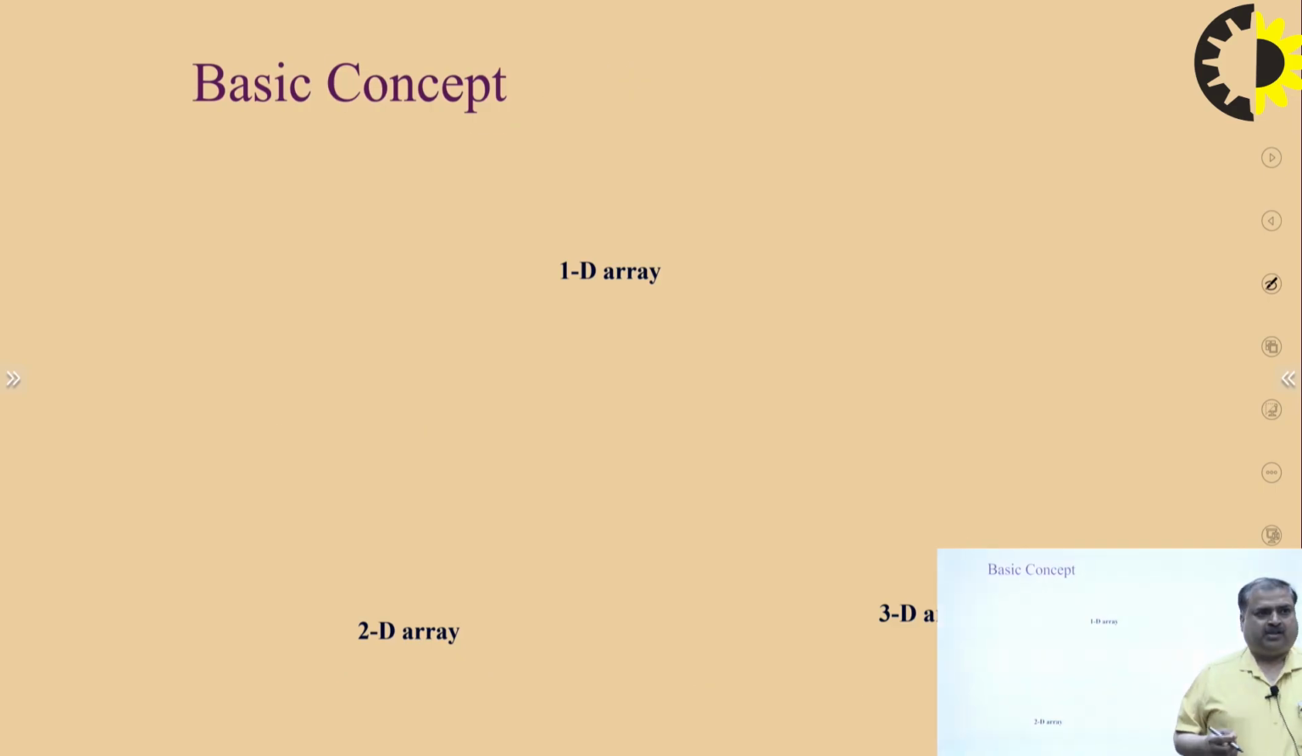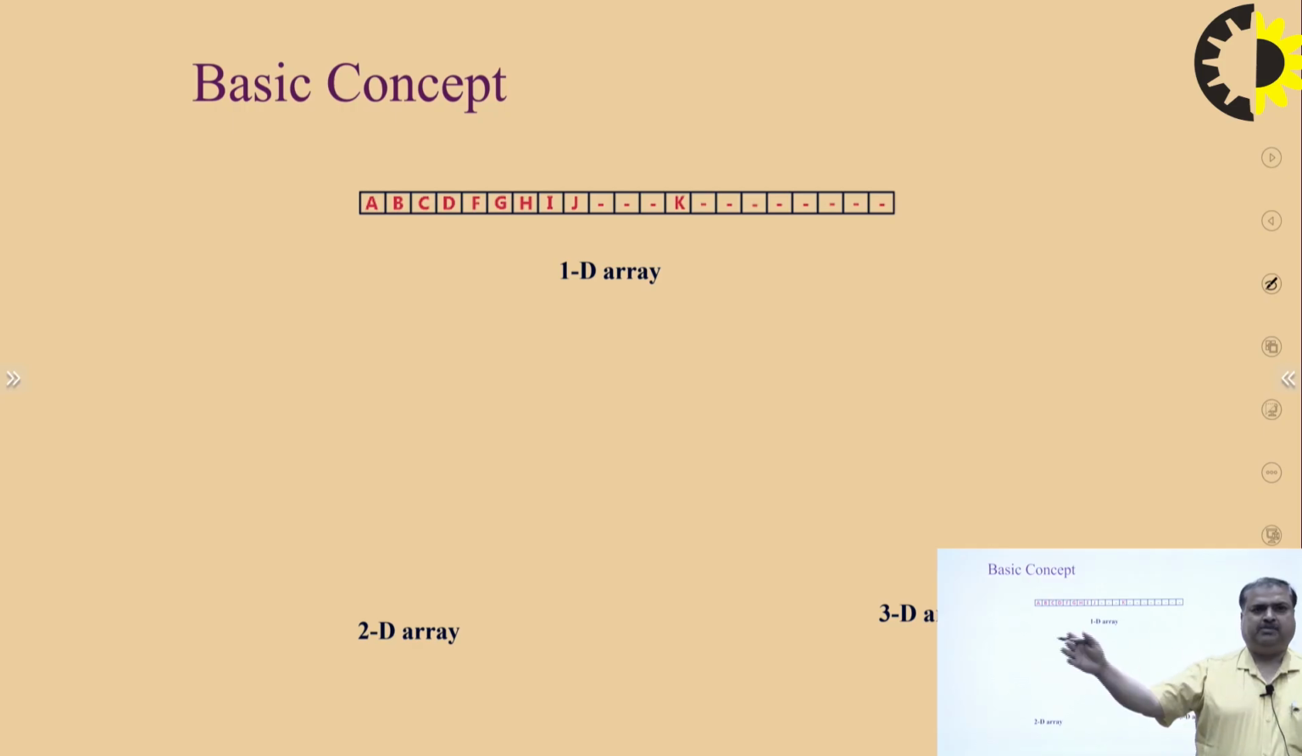Let's try to understand that an array can be of different dimensions also. For example, a one-dimensional array is a vector-like entity, and in that there are certain elements. For example, here we have A, B, C, D. These characters are stored in contiguous memory locations. That creates an array.